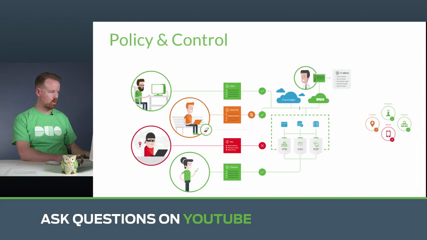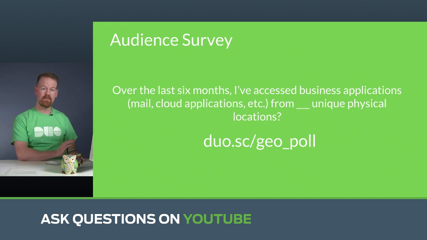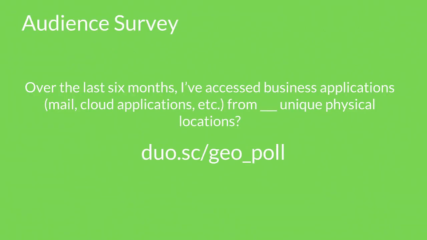We're going to go back over to the Prezzo, and we have another poll for you guys. This one is, over the last 6 months, I've accessed business applications like mail and cloud from how many unique locations? So what are the different locations? And this might be different countries, home, work, all the different locations that you might be accessing your applications from. And you can go to duo.sc/geo_poll.